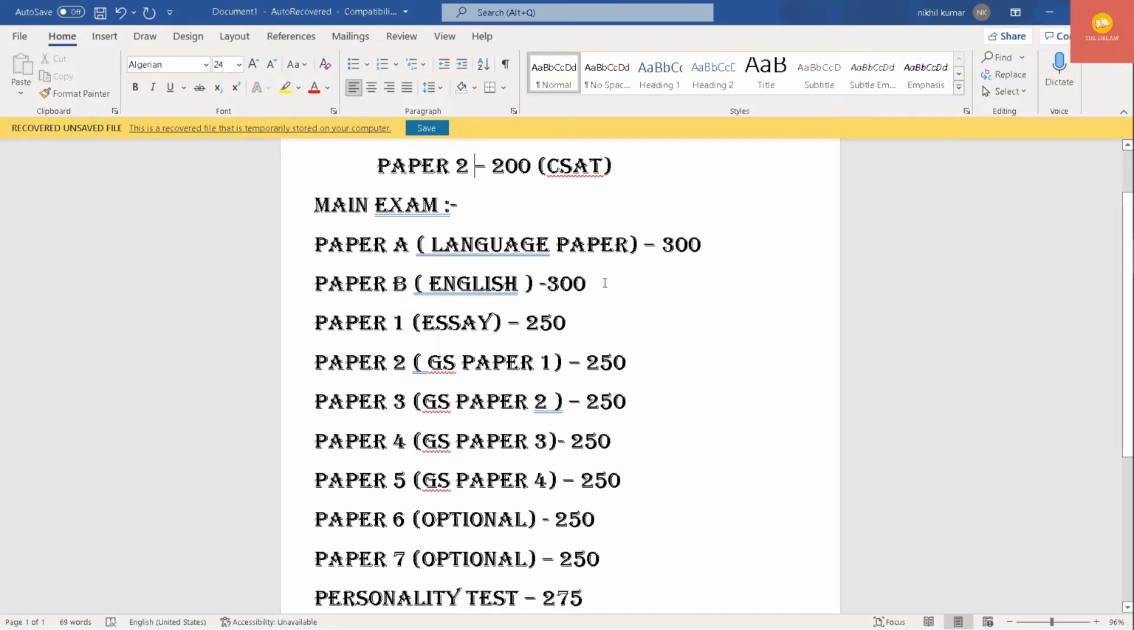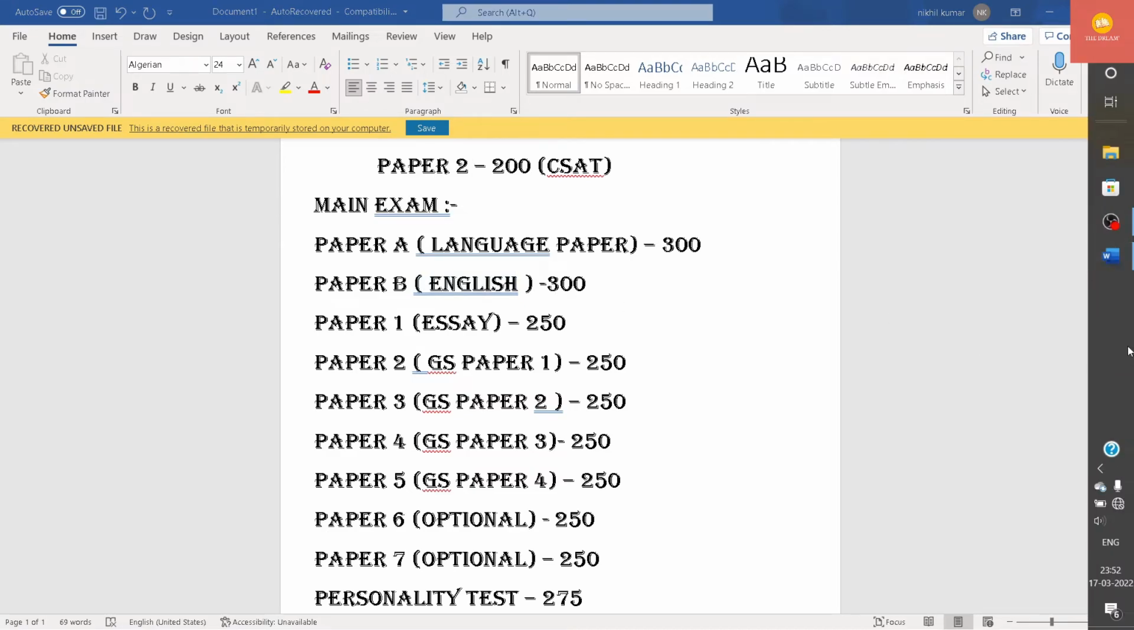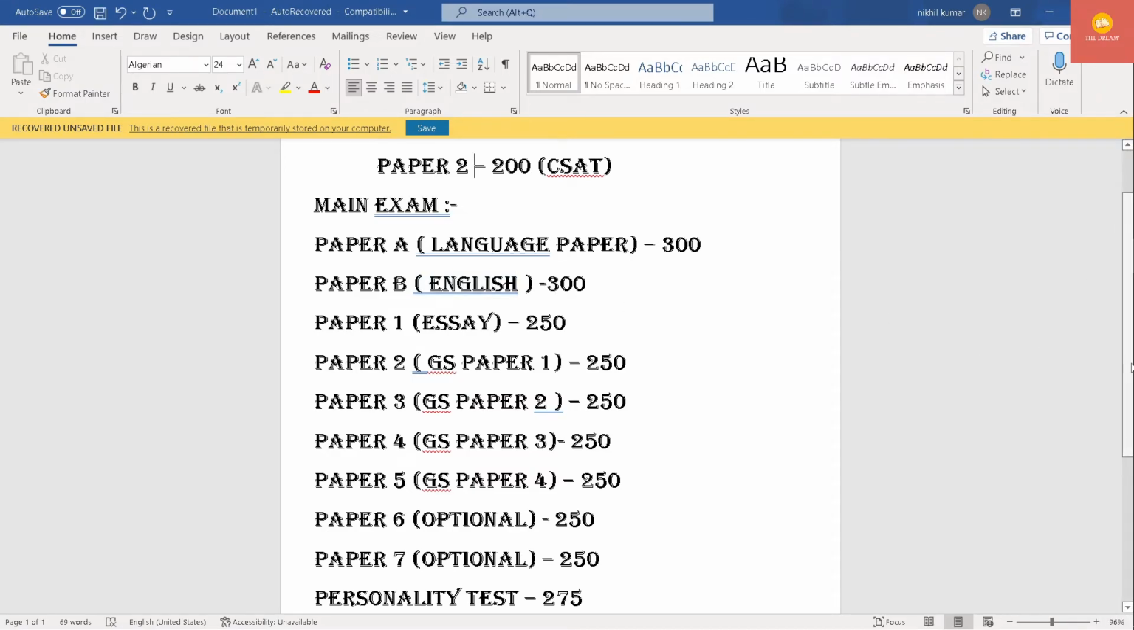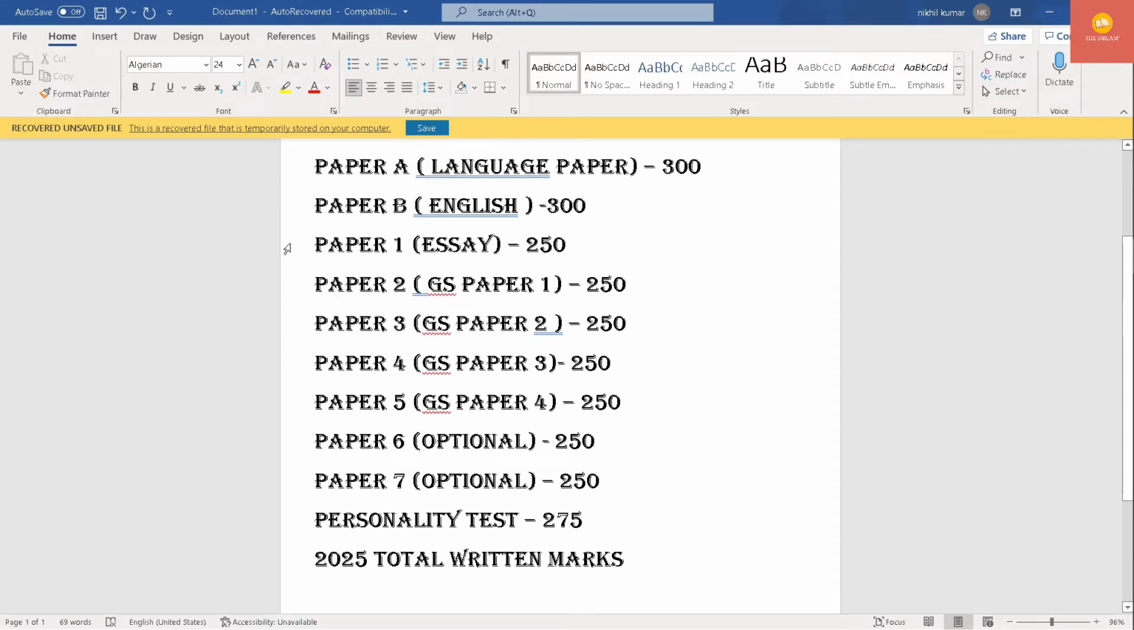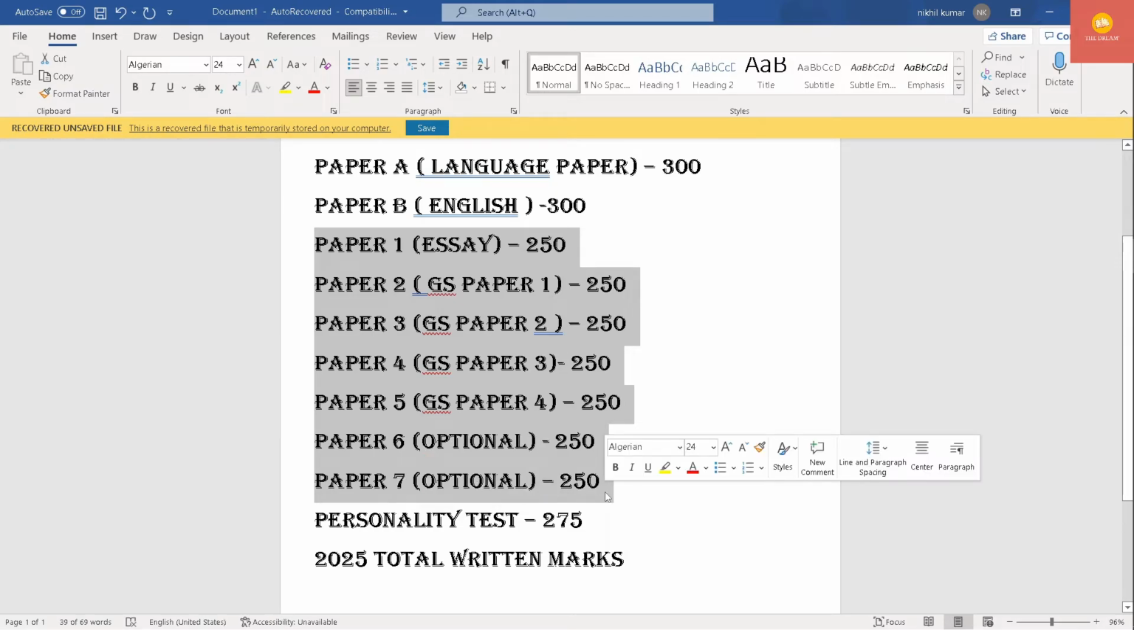Further we have the main exam, in which you have the language paper and the English paper. These 600 marks are also not going to be counted in your merit. So which marks will be counted in your merit? Look, paper 1 to paper 7 will be counted for your merit.